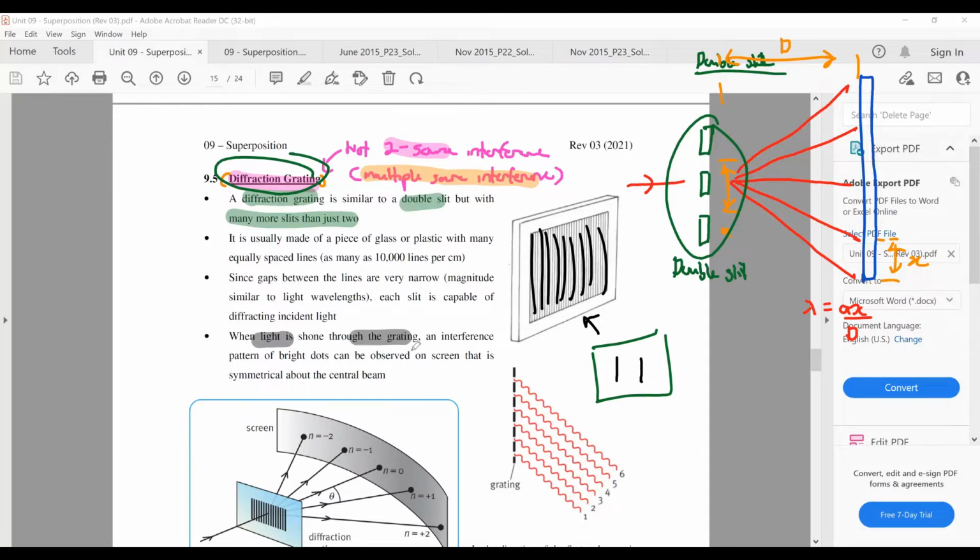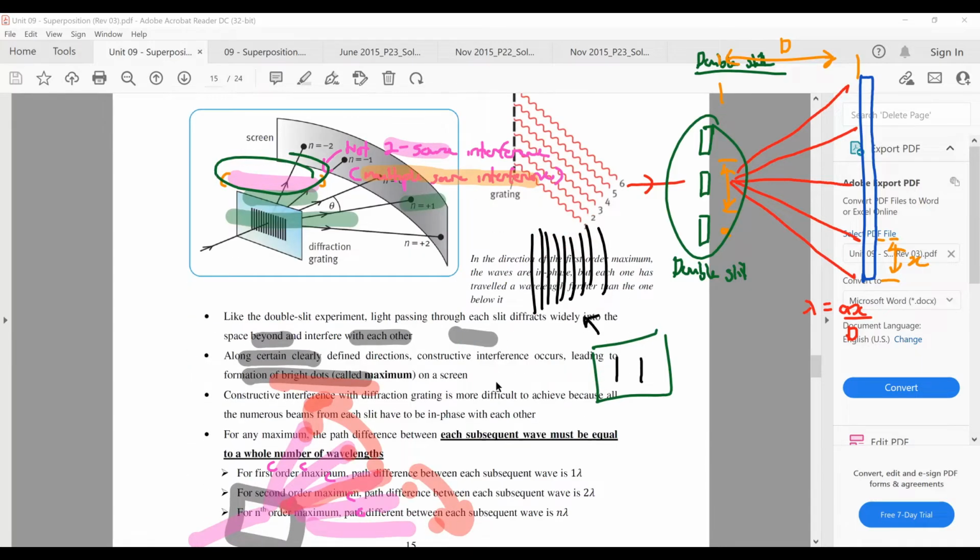When light is shone through the grating, you will see an interference pattern of bright dots that is symmetrical about the central beam. If this is your diffraction grating, you shine light through it, and the beams of light will separate. These beams of light represent your regions of constructive interference. So if you place a screen behind, you eventually end up seeing bright dots of light that are symmetrical about your central beam. This is your central beam.